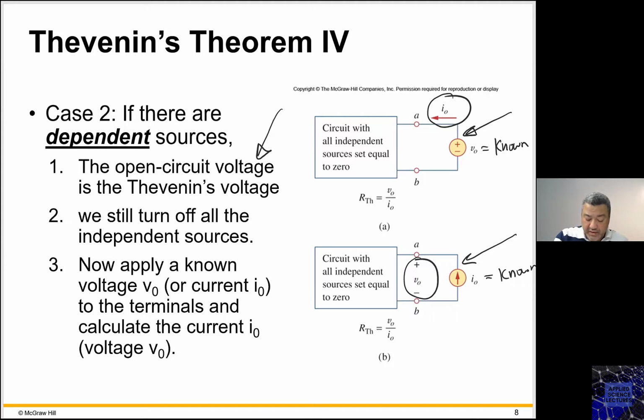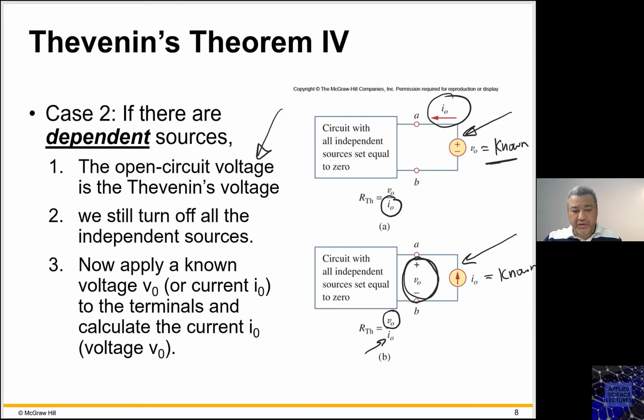And in this case, what is R Thevenin? R Thevenin would be this voltage that I know divided by the current that I calculated. Or this current that I know divided by the VO that I will calculate. So in other words, I need to find the relationship between a voltage and the current at the output while switching off the independent sources.